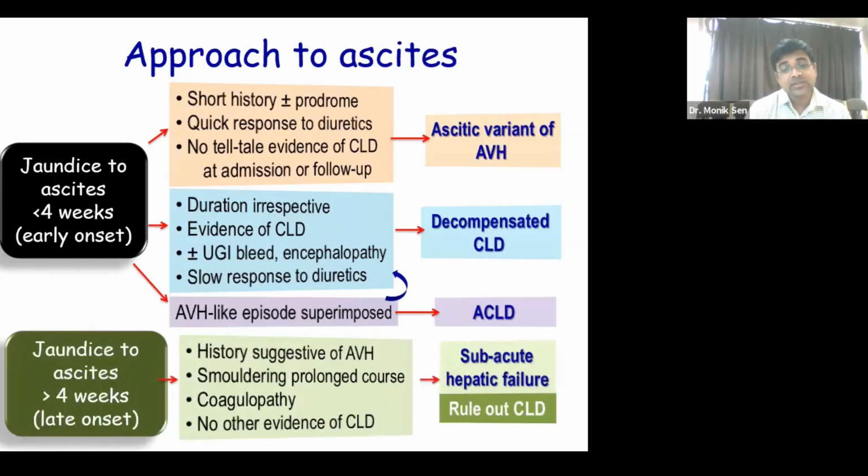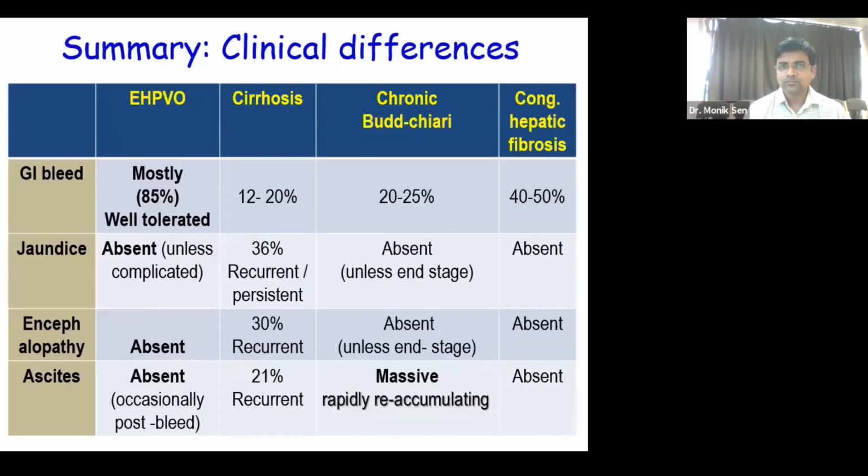If the jaundice to ascites is more than 4 weeks of duration, that means late onset, the history is suggestive of acute viral hepatitis. There is a smoldering course, coagulopathy, no evidence of chronic liver disease, then you may think of a subacute hepatic failure. But in this scenario, ruling out a chronic liver disease is essential, imperative, and only time can tell you in follow-up whether this was a subacute hepatic failure. This is a gray area, a gray zone diagnosis, so we don't want to concentrate much on this.